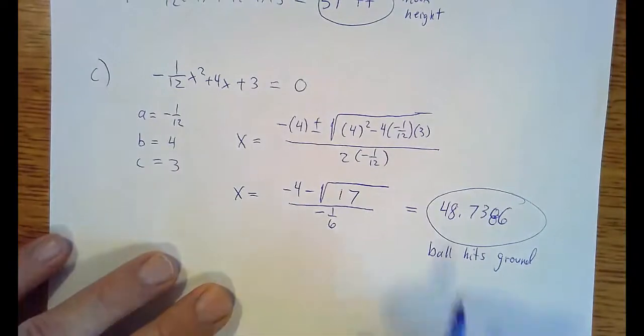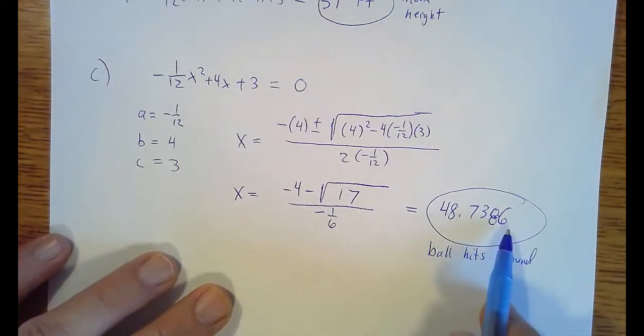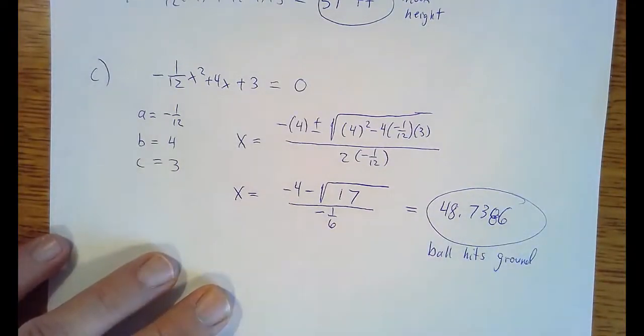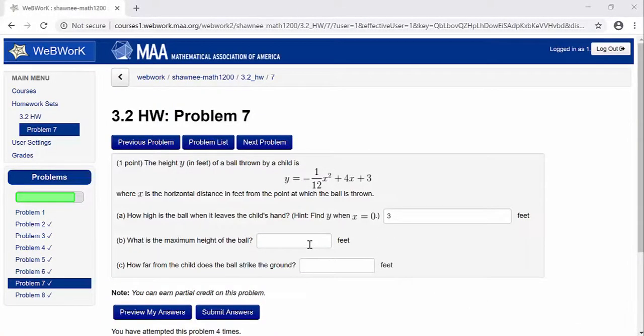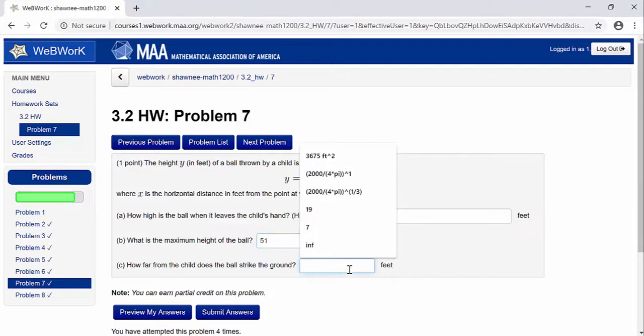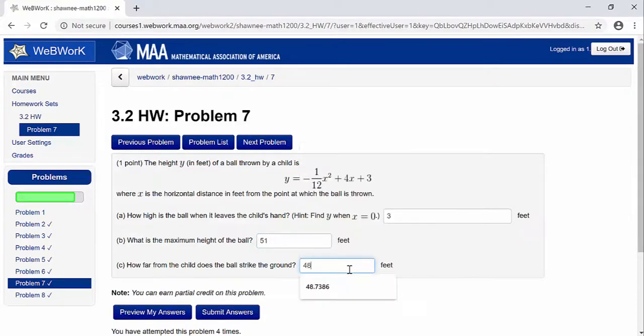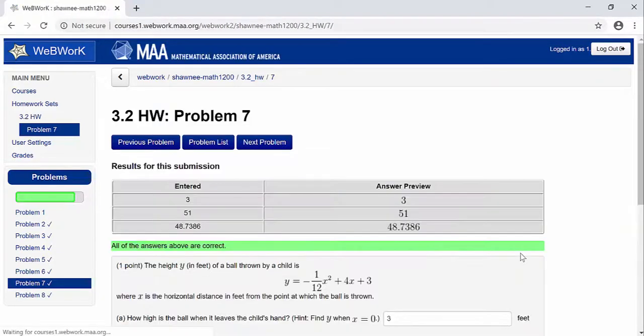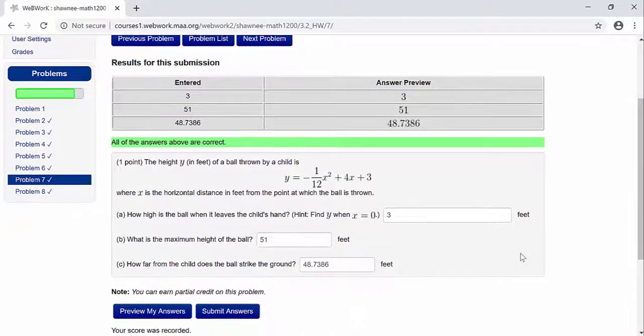In this case, it's good to have a decimal value for this expression. Back in web work, we saw that the maximum height was at 51 feet, and the word for the dimension of feet is already put in here. And how far from the child does the ball strike the ground? 48.7386. So rounding to 4 decimal places should give us enough precision to get the correct answer. There we go.